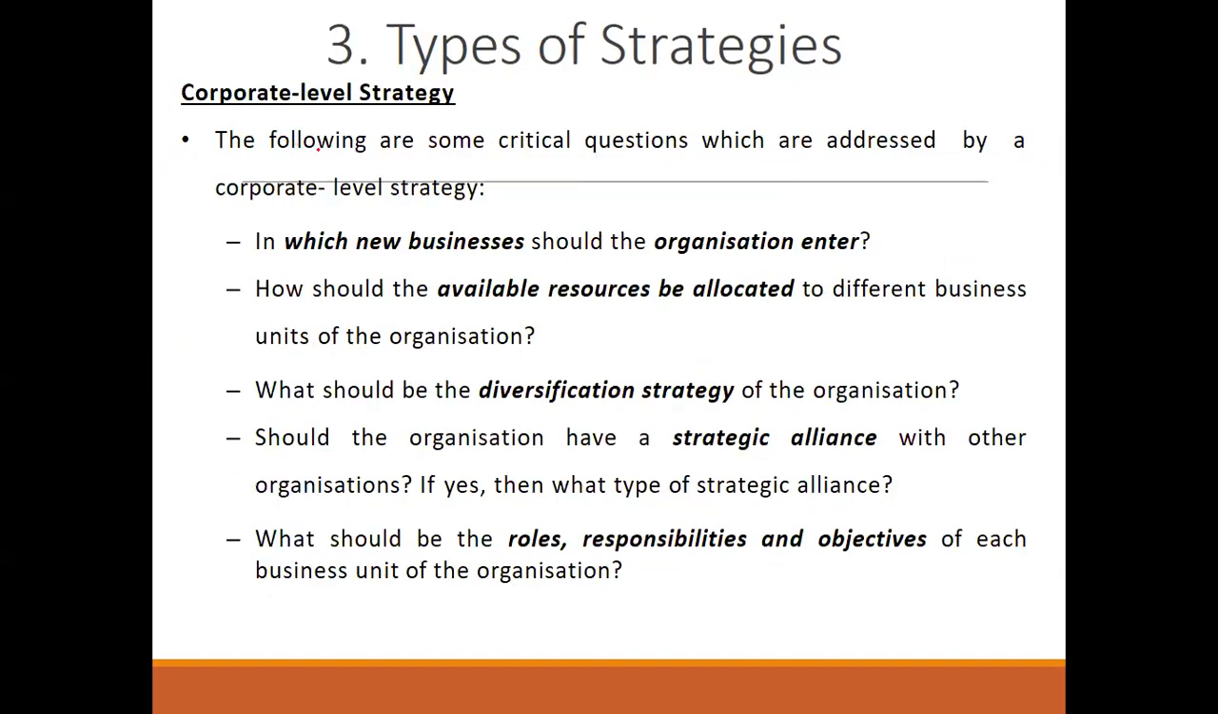Coming to corporate level strategy, there are some questions which need to be addressed. It means in this particular type of strategy, what are the things which are taken into consideration? For example, which business to enter, what type of resources it needs, what diversification strategy is needed, what type of strategic alliance you can go for, what type of roles, responsibilities, and objectives you need to think about for your business. So all the questions from the viewpoint of developing a business and enhancing business growth are taken under the corporate level strategy.